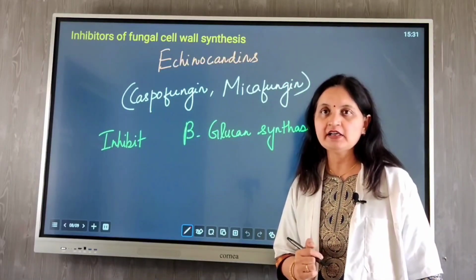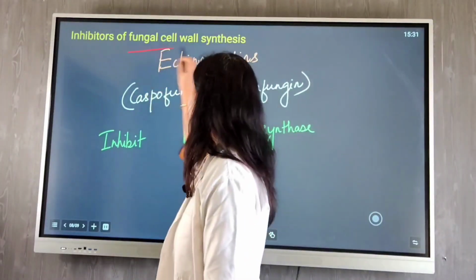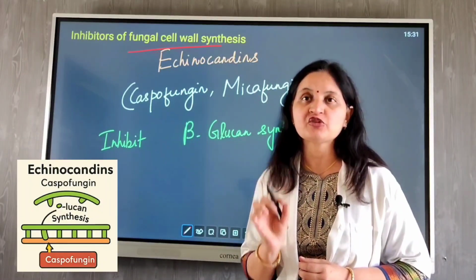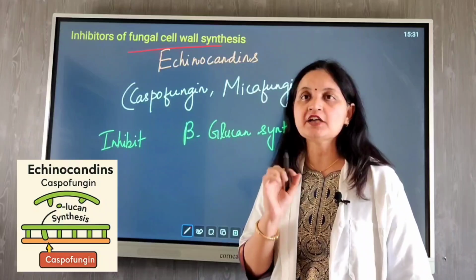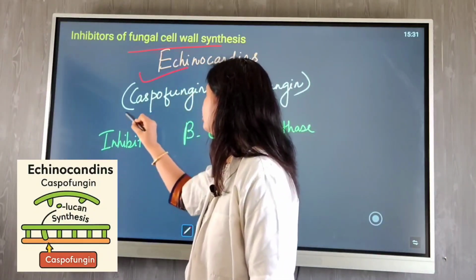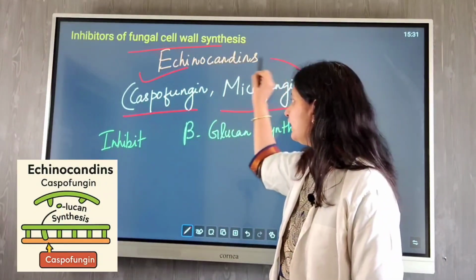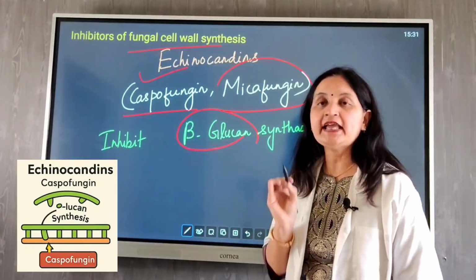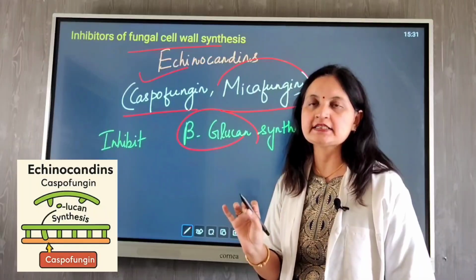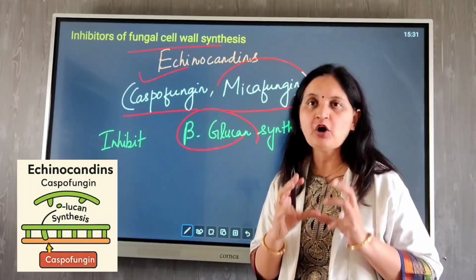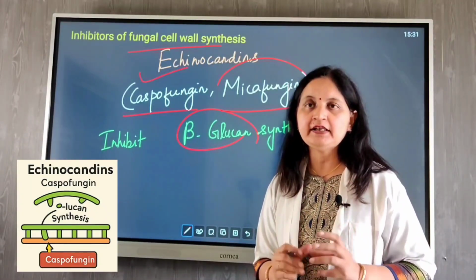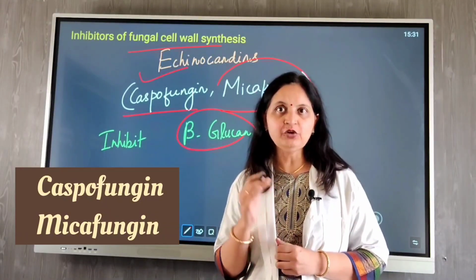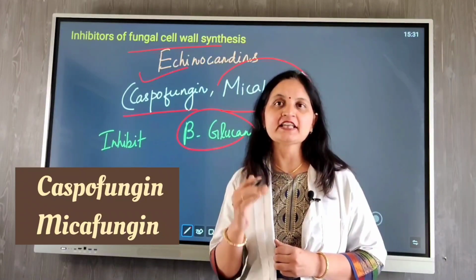The next class of antifungal agent is inhibitors of fungal cell wall synthesis. The fungal cell wall is composed of beta-glucan, which provides structural support and rigidity. There is a class of drugs known as echinocandins, which includes caspofungin and micafungin. They inhibit the synthesis of beta-glucan by inhibiting an enzyme known as beta-glucan synthase. So the formation of beta-glucan, an important component of the cell wall, is inhibited by echinocandins, which include micafungin and caspofungin.